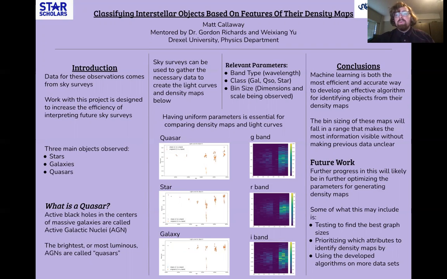The band types will be used in combination, and all parameters will be consistent in their use to avoid discrepancies in training the algorithm. Future work on this project will likely be further optimizing the parameters to generate these density maps, which would include finding an exact bin size to use, prioritizing parameters based on their accuracy, and using data from other sky surveys to further develop the identification algorithm.